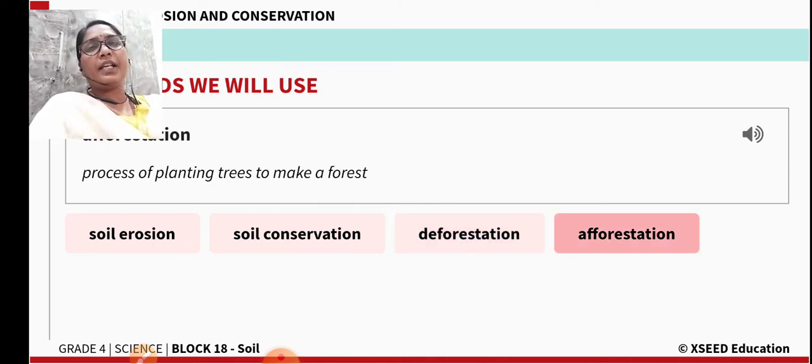Next word is afforestation. Afforestation means growing plants by planting saplings, growing more and more plants, and making a forest, which is known as afforestation. So these are all new words to you, children, which are very essential for your coming classes. So learn these spellings along with the meaning.